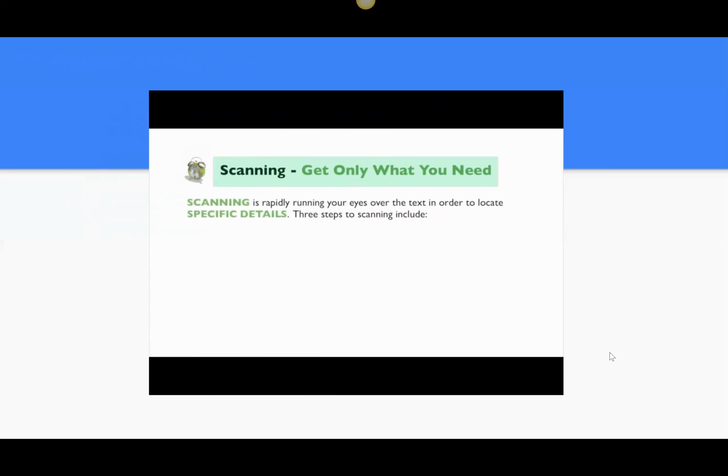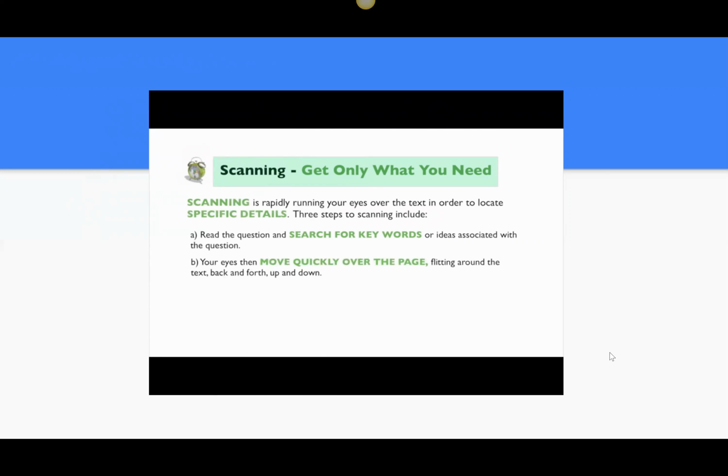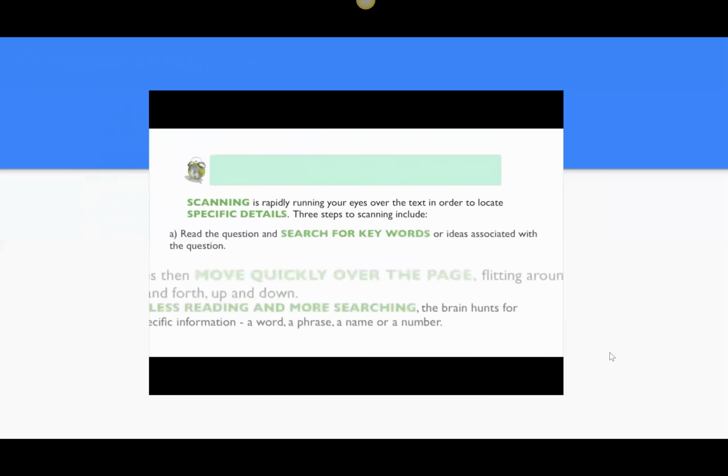Scanning. Get only what you need. Scanning is rapidly running your eyes over the text in order to locate specific details. 3 steps to scanning include: A. Read the question and search for keywords or ideas associated with the question. B. Your eyes then quickly move over the page, flitting around the text, back and forth, up and down. And C. Less reading and more searching. The brain hunts for specific information.